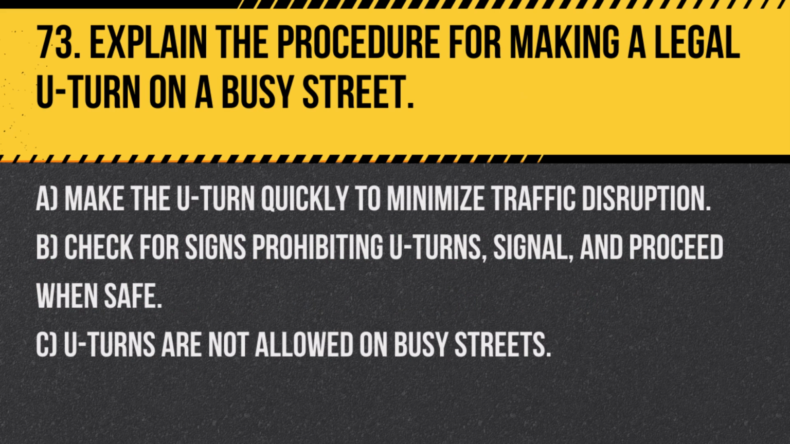Question 73. Explain the procedure for making a legal U-turn on a busy street. A. Make the U-turn quickly to minimize traffic disruption. B. Check for signs prohibiting U-turns, signal, and proceed when safe. C. U-turns are not allowed on busy streets.